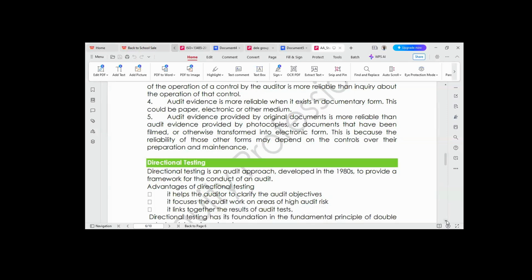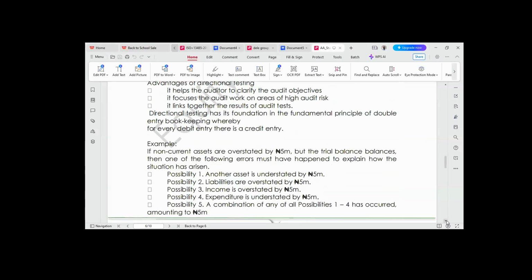That is that. We're not done yet, still going forward. Remember, I said that when you talk about high audit risk, it relates to your assets, your liabilities, expenditure, and the combination of all of these. So, for example, if non-current assets are overstated by 5 million in the trial balance, then one of the following errors must have happened to explain how the situation has arisen.